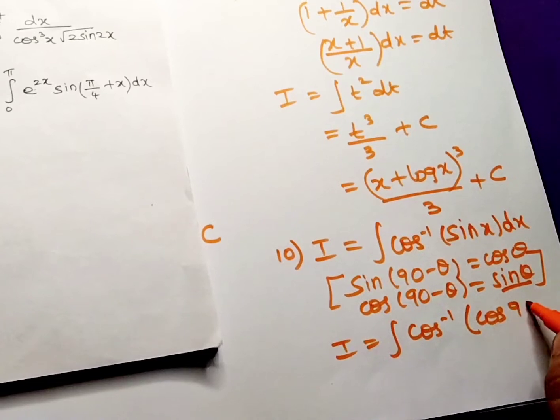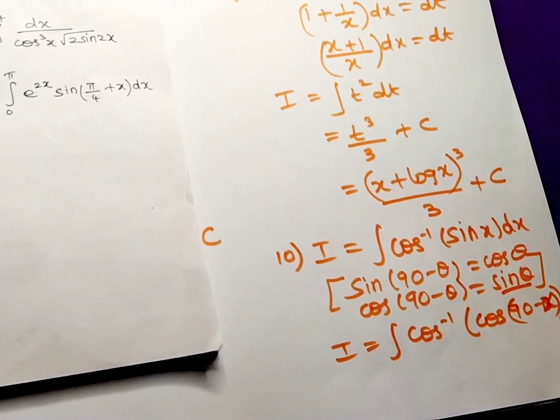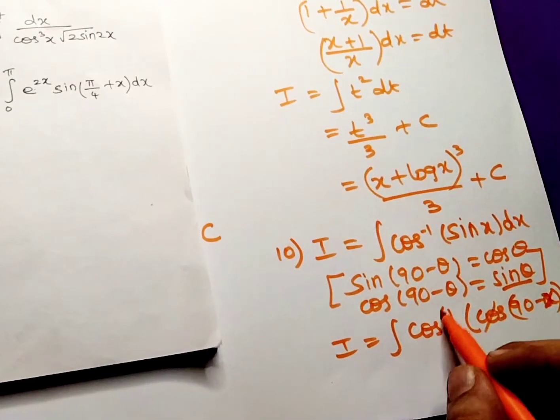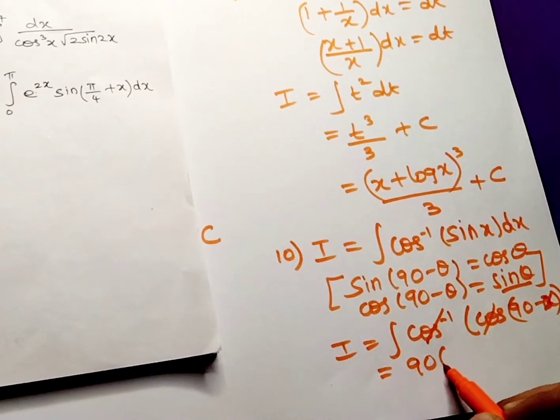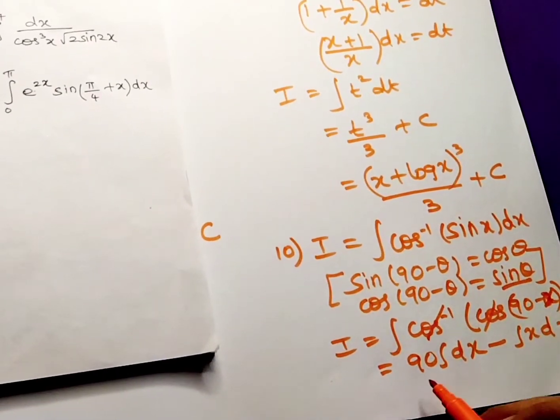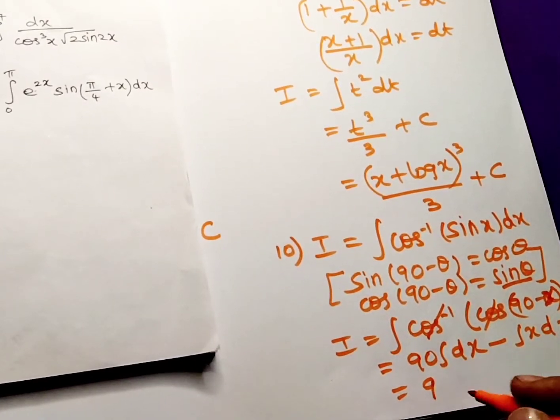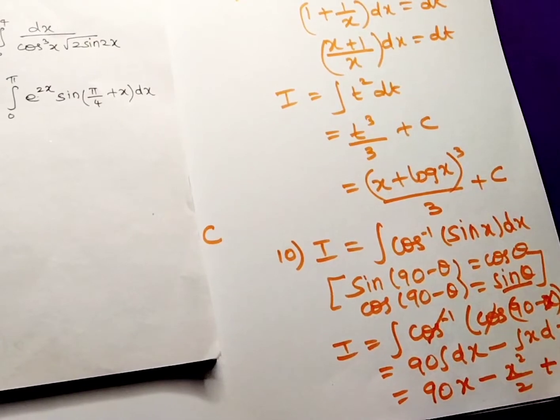When we replace sine, in place of sin x it is cos of 90 minus x, dx. Cos inverse and cos get cancelled using the property. So 90 minus x, so 90 into integral dx minus integral x dx. When we integrate, this will become 90x minus x square by 2 plus c.